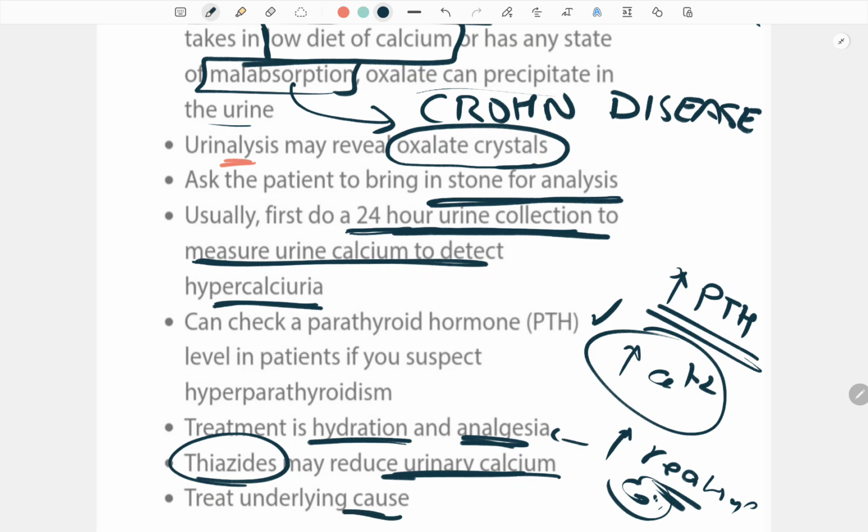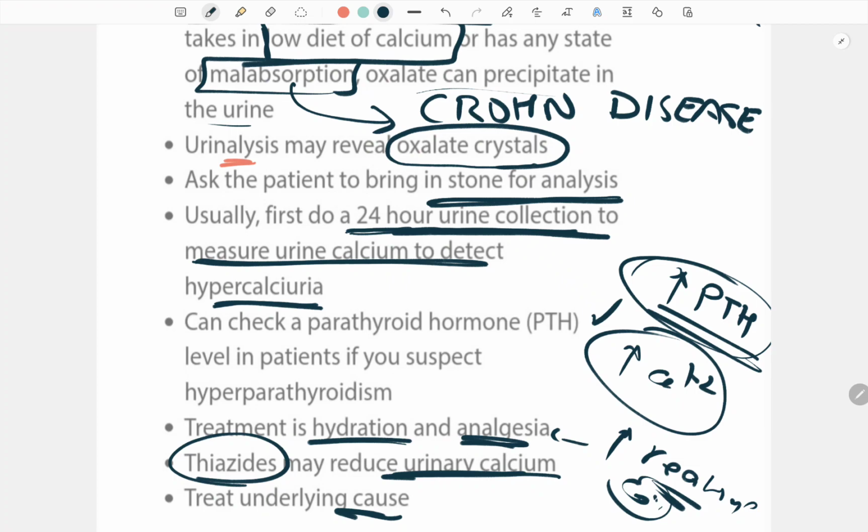So treating the underlying cause is the final thing. If you have Crohn's disease, treat the Crohn's, and you will cure the calcium oxalate stones. So as we talk about the causes, one more cause that is left is hypercalcemia. The first thing we talked about was primary hyperparathyroidism. The primary parathyroid hormone excess can lead to increased calcium, that is hypercalcemia.